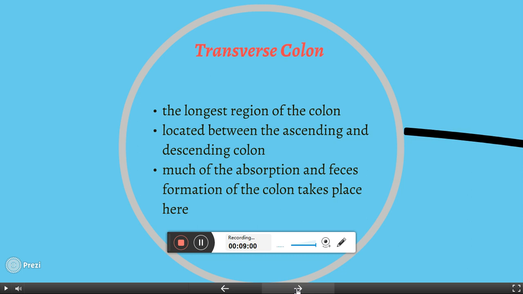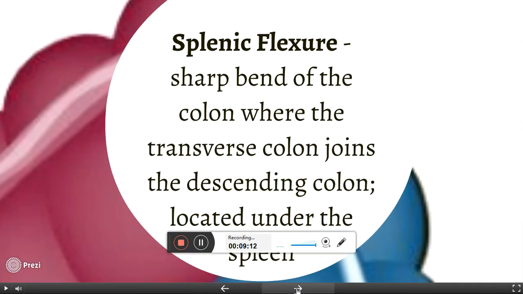The colon turns sharply toward the inferior direction at the splenic flexure before continuing to the descending colon. The splenic flexure is a sharp bend of the colon where the transverse colon joins the descending colon, located under the spleen.